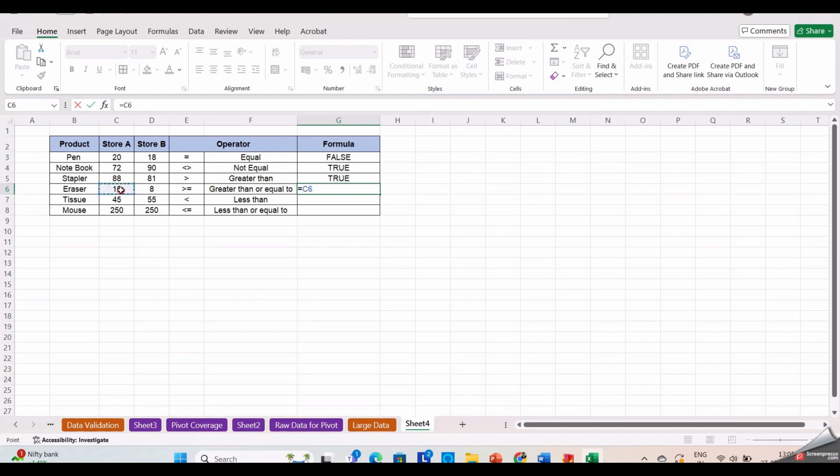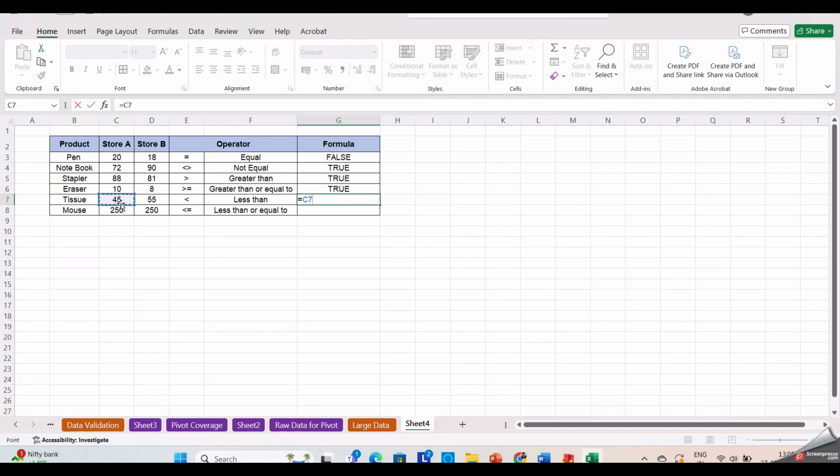Now I am comparing the price of the eraser in store A and store B. Equals, I am selecting the price in store A, greater than or equal to. Now I am selecting the price in store B. Then I am clicking on enter. Now you can see we have got the result here. In the same way I will do for the other two also, that is less than and less than or equal to. Now I am comparing them.